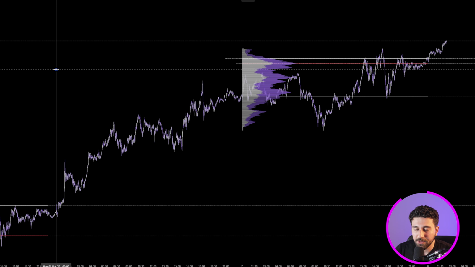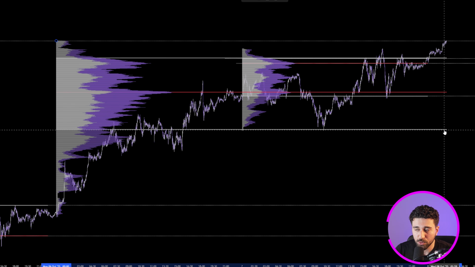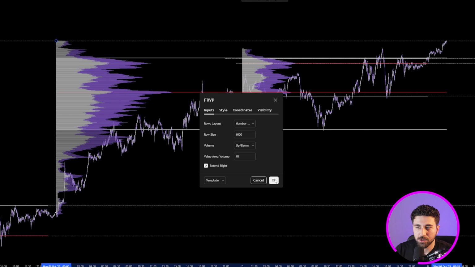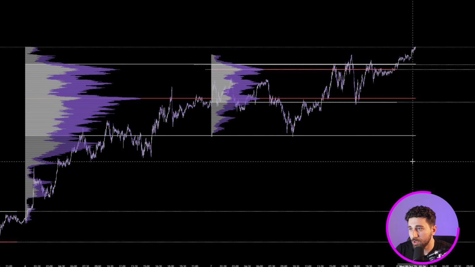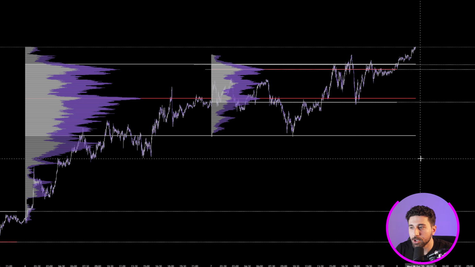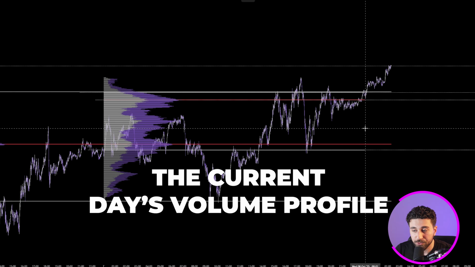And what I also add to this is the current week's profile. So right here, Monday market open, and I will drag this until here. And what I will do is I will extend this to the right. This way, I will have the current week's profile developing as time goes by, as we evolve in time and price action.